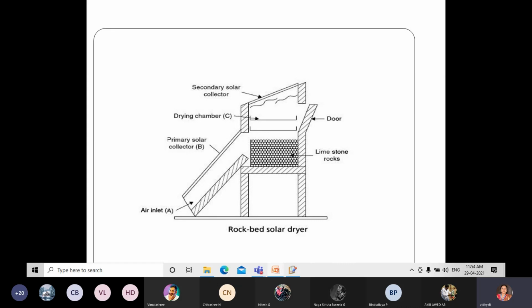First, inlet air is collected, and the primary solar collector collects the radiation from the sun, and that will continue through the drying chamber. It is circulated through the drying chamber, and here the crops are dried through the air and also through the sun. Here it will take air from the downside and go out from the upside.